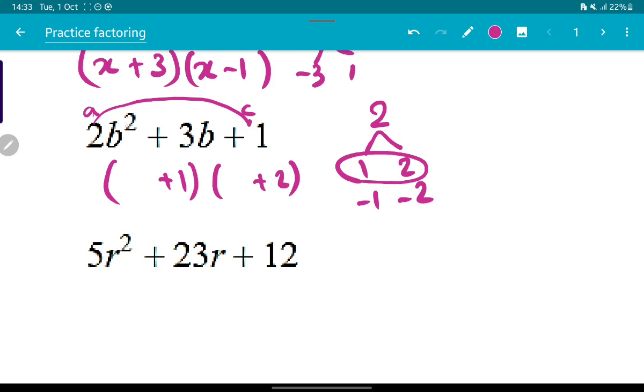But this 2b squared should be 2b and b, or b and 2b. Let's see which one should be the right bracket with the 2. So first we will put 2b in both sides. Then simplify the one with the extra 2. So can we simplify this? No, it's 2b plus 1. We can divide this by 2, so this one is b plus 1, and this bracket should be with the b.